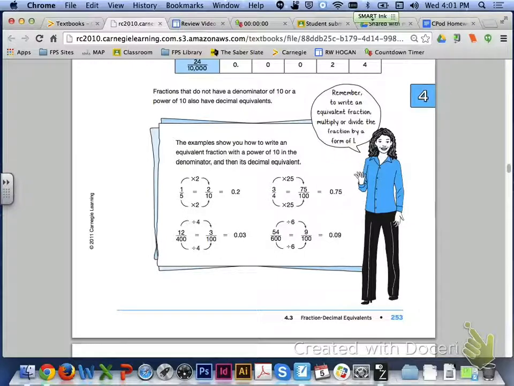Take a look at the bottom of page 253 and our helper and the word bubble. We know that's very important information. Remembering back from chapter 3, in order to write an equivalent fraction, we are going to multiply or divide the fraction by a form of 1. The examples here show us how to write an equivalent fraction with a power of 10 in the denominator, and then it shows you its decimal equivalent.